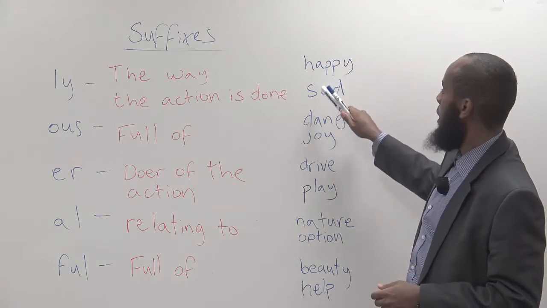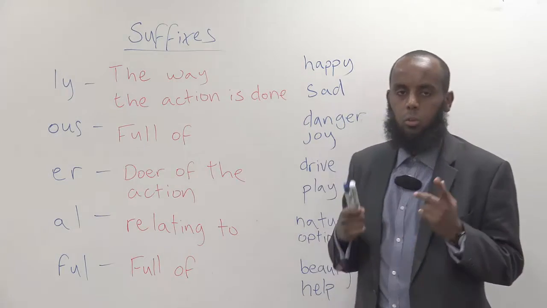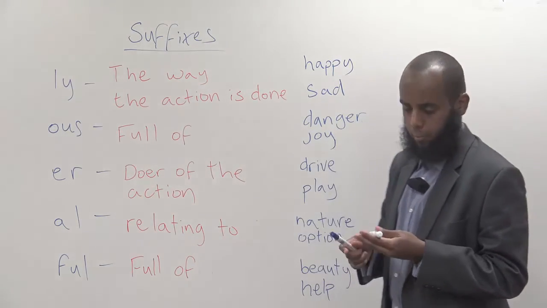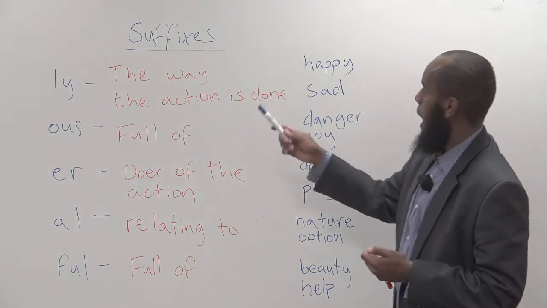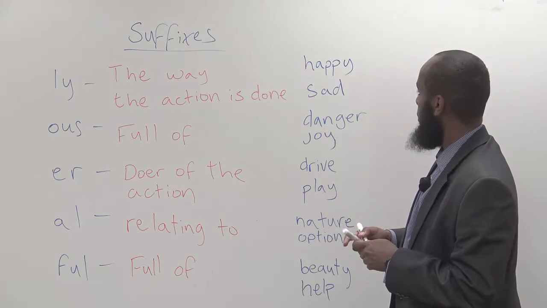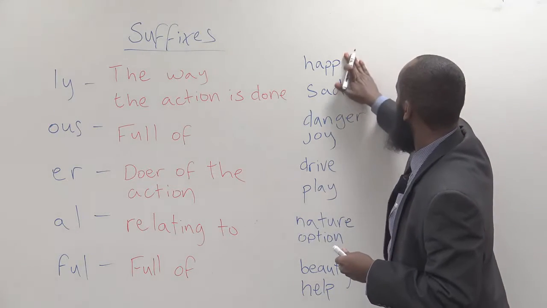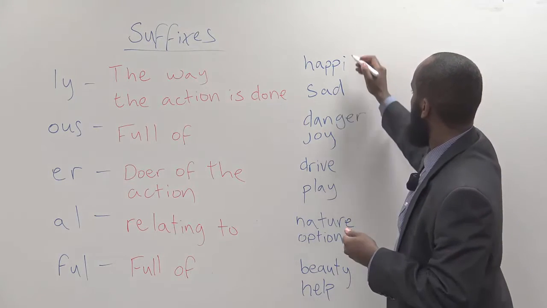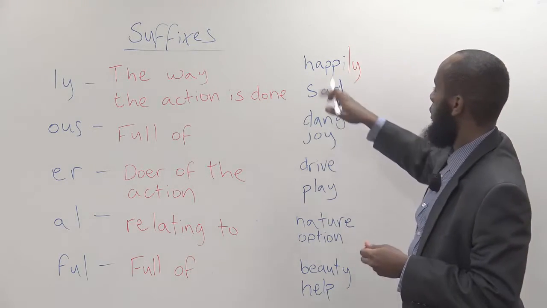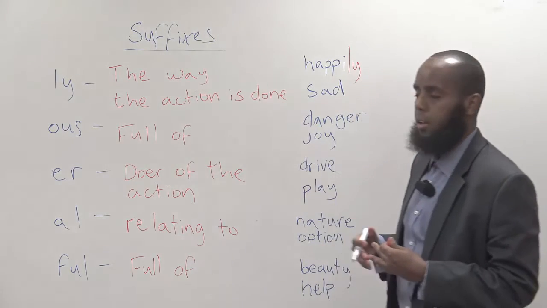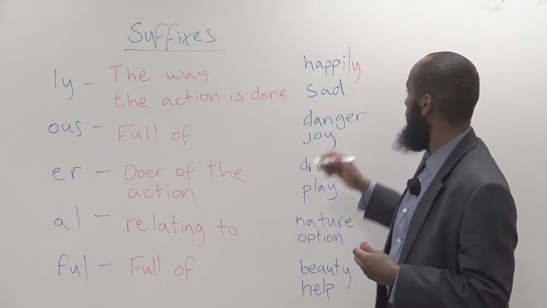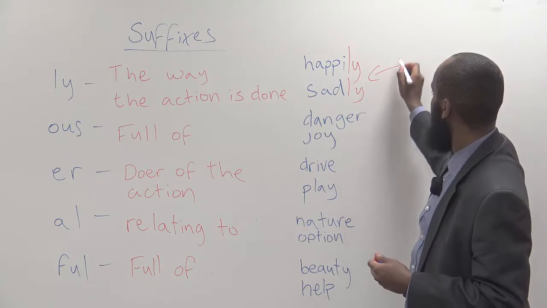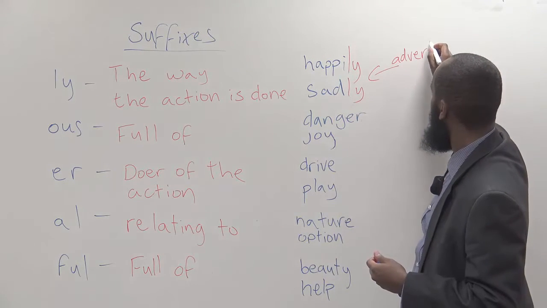So we have happy and sad. So these are two adjectives. We will add ly at the end. So happy becomes happily. So now it describes the way the action is done. The children were playing happily. Sadly. So they both became now adverbs.